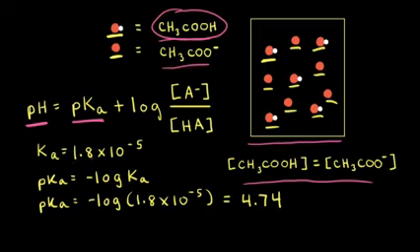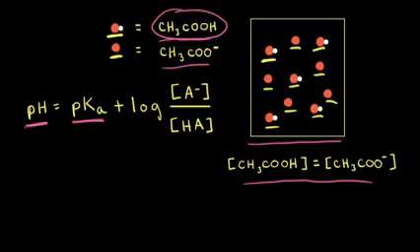At 25 degrees Celsius, the Ka value for acetic acid is equal to 1.8 times 10 to the negative 5th. The Ka value is less than 1 because acetic acid is a weak acid. To find the pKa of acetic acid, we take the negative log of the Ka value. So the negative log of 1.8 times 10 to the negative 5th is equal to 4.74. So we can go back to the Henderson-Hasselbalch equation and write that the pH is equal to the pKa, which we just calculated to be 4.74, plus the log of the concentration of the conjugate base.